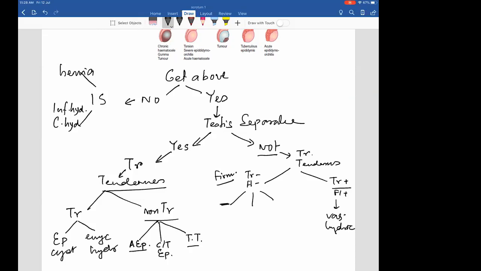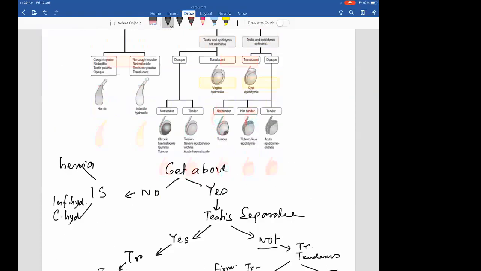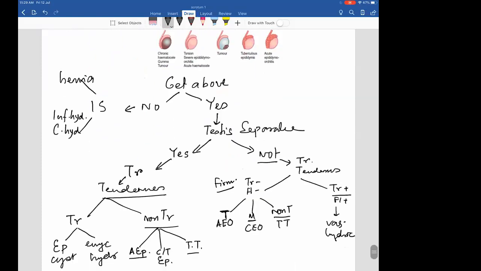Very tender, red, as I've said, is an acute epididymitis. Mild tenderness is chronic epididymitis. Non-tender, it can be a testicular tumor. But again, make the points very clean. An acute epididymitis, remember what the next differential diagnosis is? Testicular torsion. Chronic epididymitis is mildly tender, may not be tender, but if it is non-tender, think of an epididymitis, a gumma, and TB.